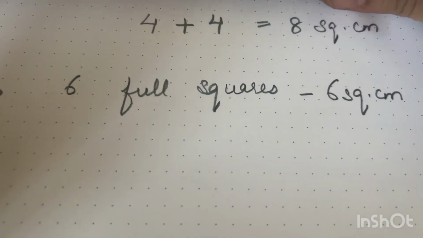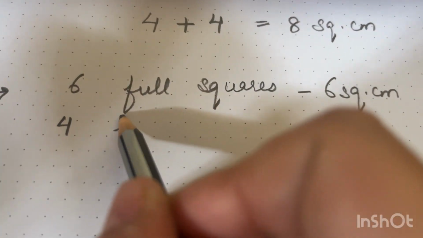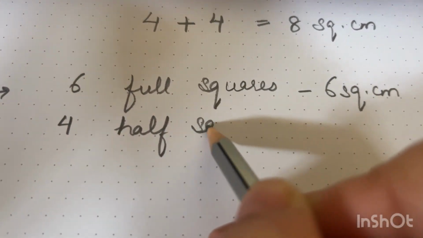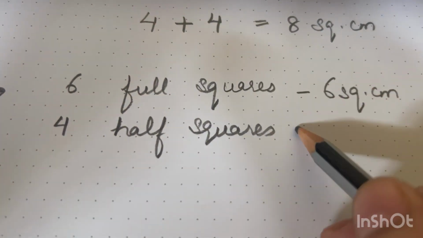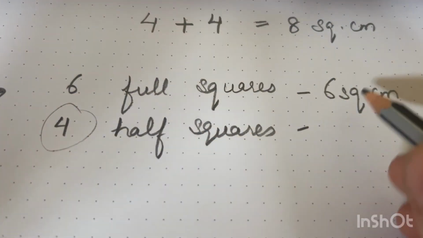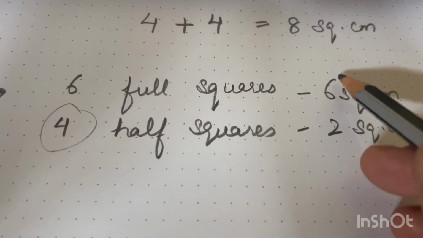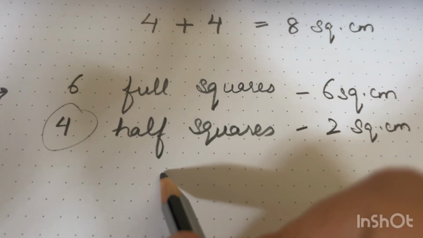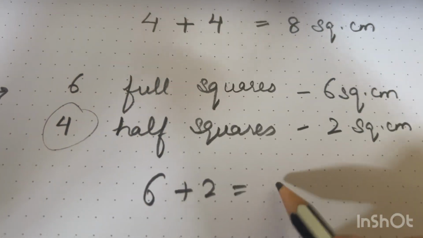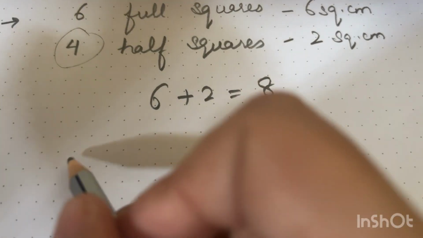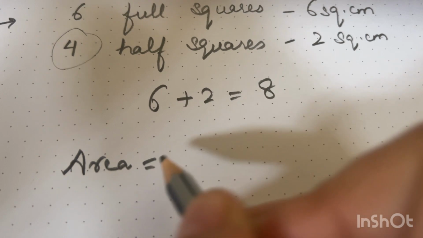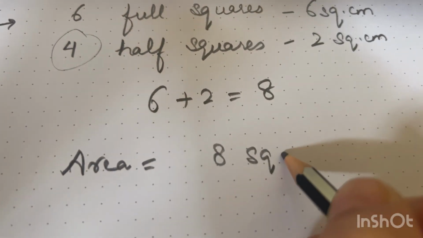So here we are going to write 4 half squares, and their area will be half of 4, which is 2 square centimeters. Now in the end, we are just going to add both the numbers. 6 plus 2 becomes 8. So the total area of the shape is 8 square centimeters.